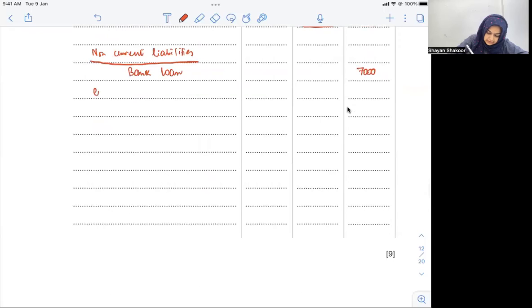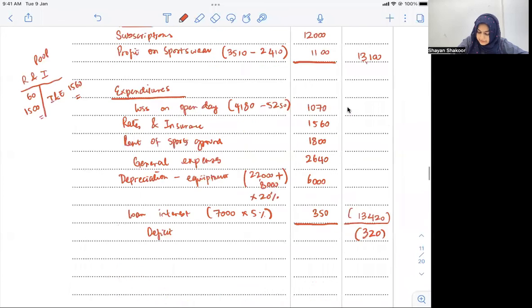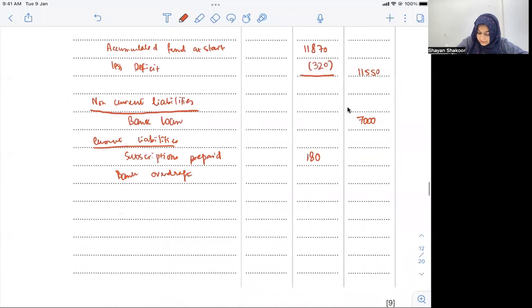And then we need to write the current liabilities. So current liabilities, we have prepaid subscriptions. Some members have paid us in advance for subscriptions, so subscriptions prepaid is our current liability, that is 180 at the end of the year. Then we have a bank overdraft. If you see the bank account, you'll see the bank overdraft. It's the ending balance, that is 760. So 760 is the bank overdraft here.